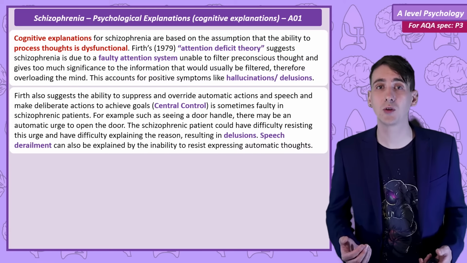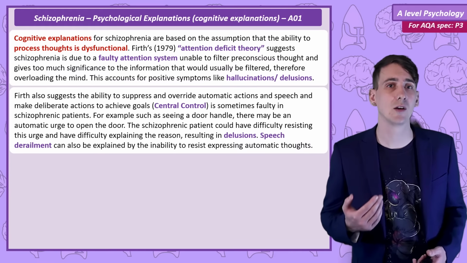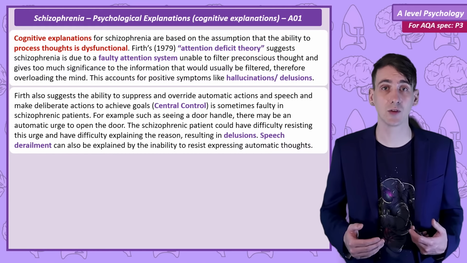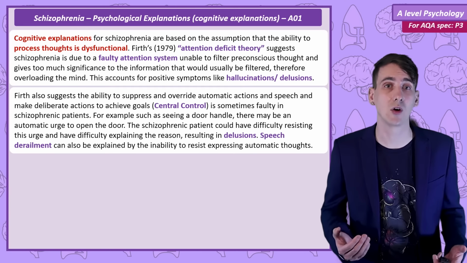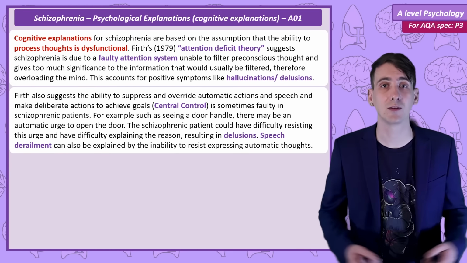Problems with central control can also give an explanation for speech derailment, when during a conversation the topic will frequently change. This is due to a lack of central control in resisting saying automatic thoughts out loud.